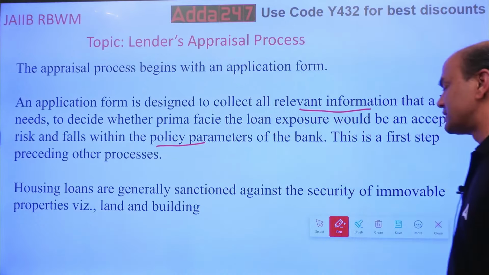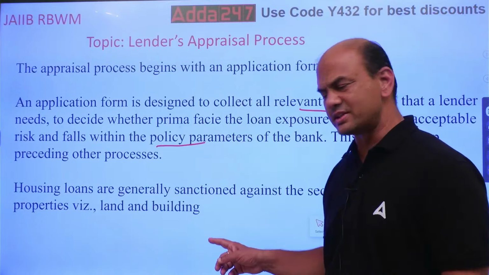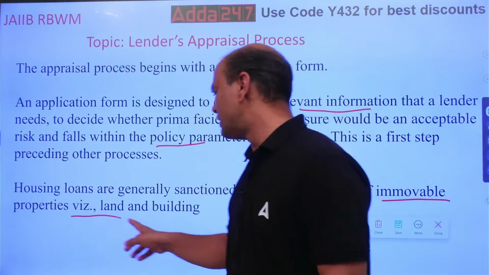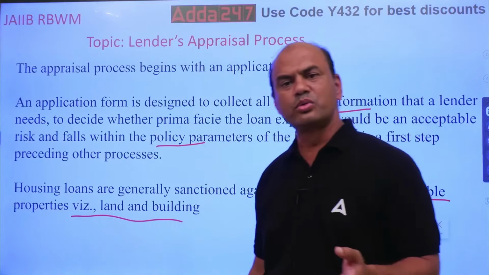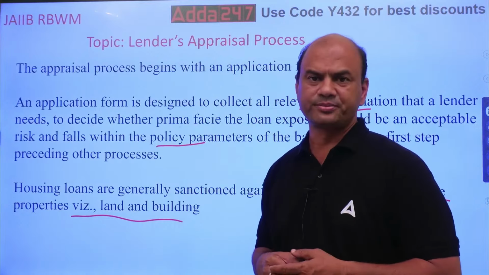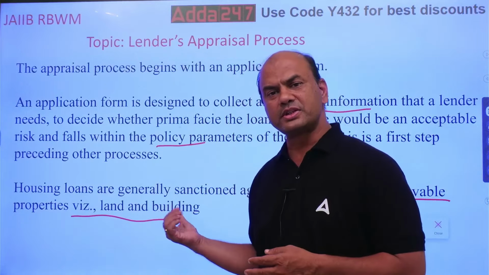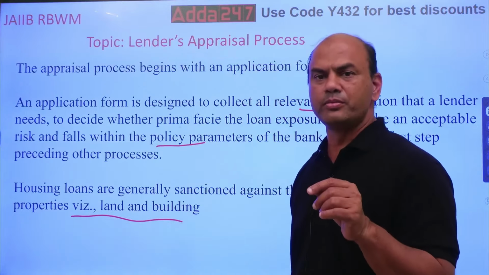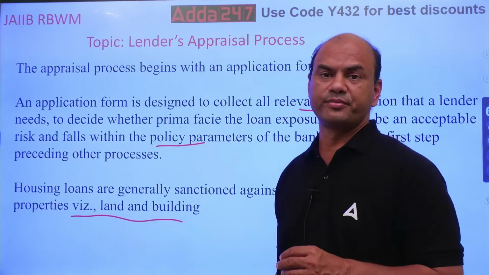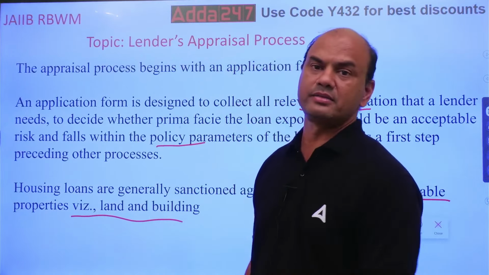Housing loans are generally sanctioned against the security of immovable properties, land and building. What do you mean by housing loans are sanctioned against the security of immovable property, land and building? So what do you mean by this? See here, there are two types of this collateral. Collateral means securities. One is prime, second is collateral. Prime security means whenever you sanction a home loan, you take that home which you are sanctioning as a prime security. Prime security means that security which is built from the loan of the bank.